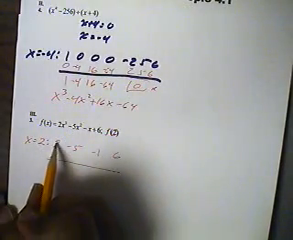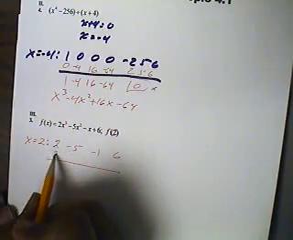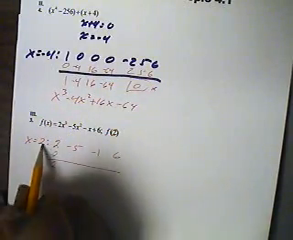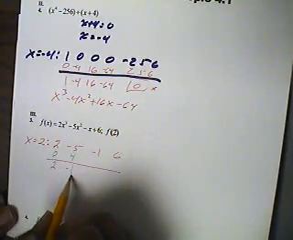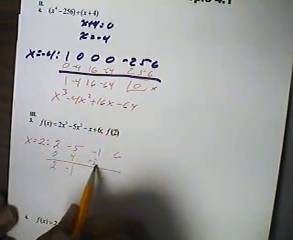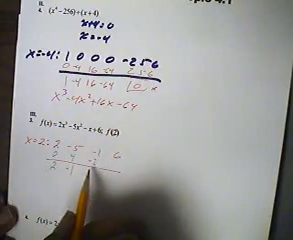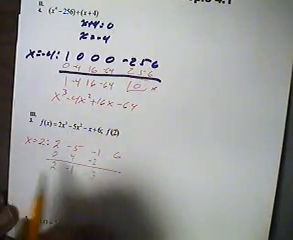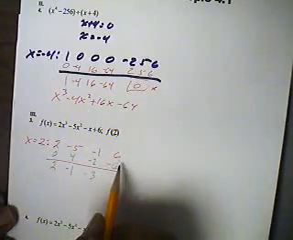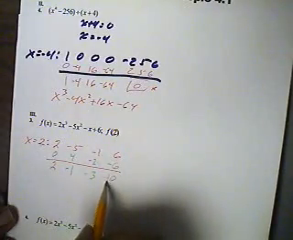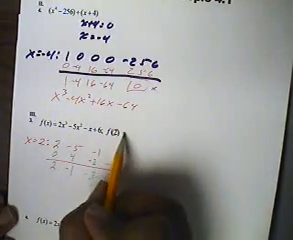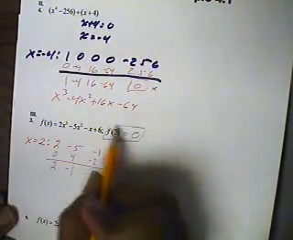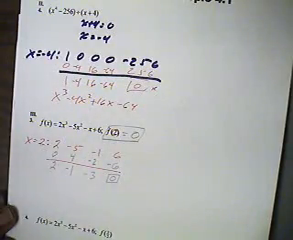0 under the first number, and 2 drops down. So 2 plus 0 is 2. 2 times 2 is 4. Negative 5 added to a 4 is negative 1. A negative 1 times 2 is negative 2. A negative 1 added to a negative 2 is negative 3. And a negative 3 times 2 is negative 6. A 6 and a negative 6 is 0, so our remainder is 0. Since our remainder is 0, we know that f of 2 equals 0, using the remainder theorem.